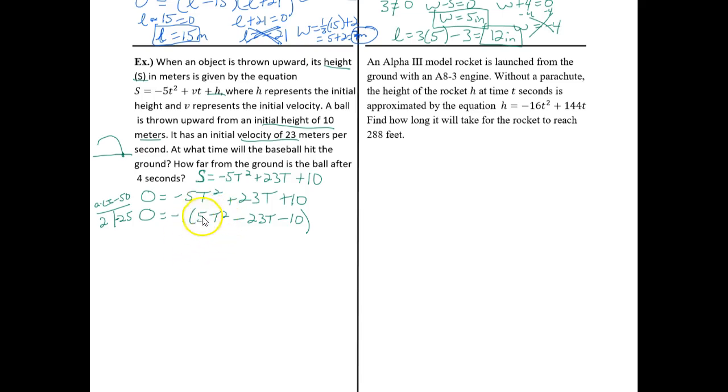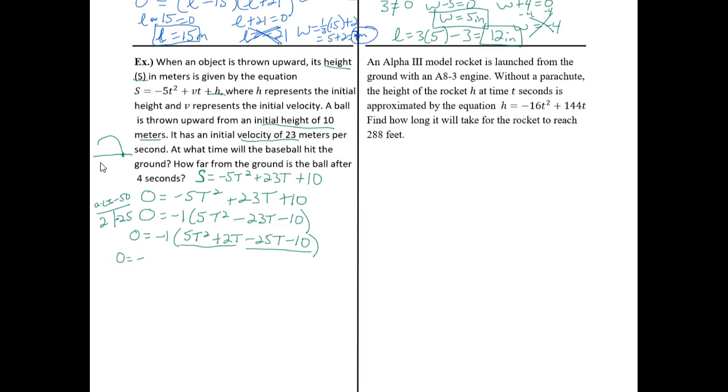Now, since this front coefficient here is not 1, I cannot just plop those into my factors. I have to break up this middle term using these factors that I found, and then factor by grouping. So 0 equals that -1. Leave the first term alone. Rewrite -23 as positive 2t minus 25t minus 10. We group the first two and group the second two terms.